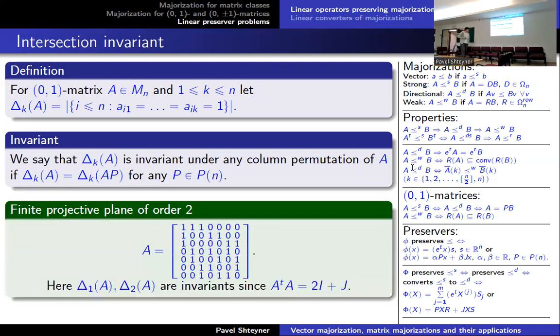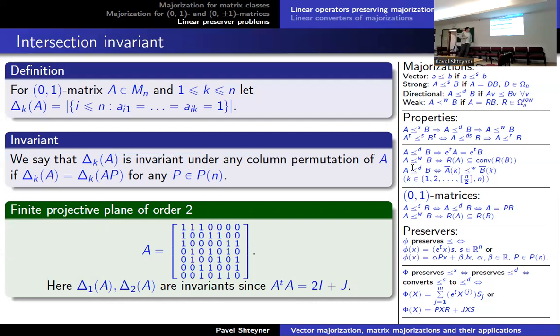So this is a very interesting example. This is actually the matrix of a finite projective plane of order 2. It comes from a very beautiful area of matrix theory that is concerned with set intersections. If you have a system of sets, you can place the intersections in a matrix. So here you can see that delta 1 of A and delta 2 of A are invariants.